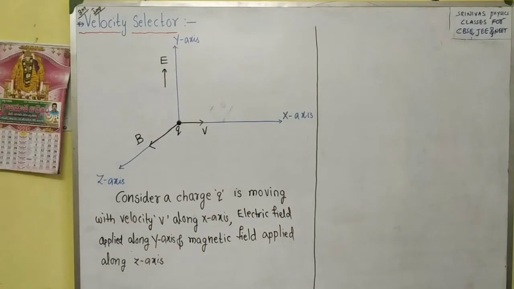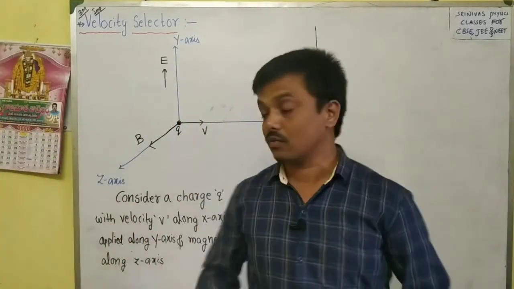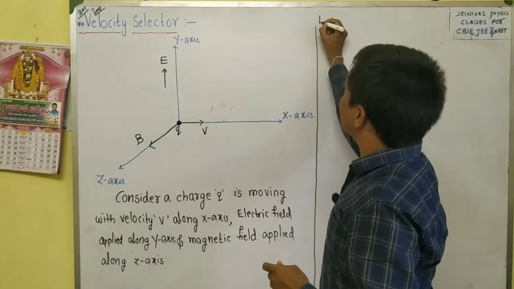We know that certain forces will act on the charge. This charge is moving in electric and magnetic fields, so the electric force will act and the magnetic force also acts. What is the direction and the magnitude of the electric force? Let us see. Okay, the electric force.